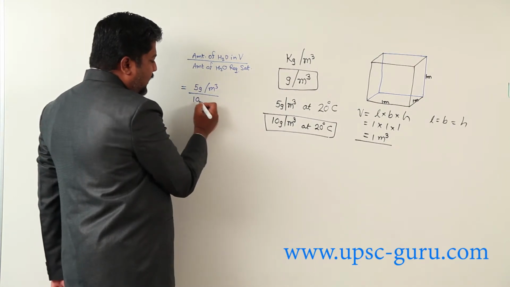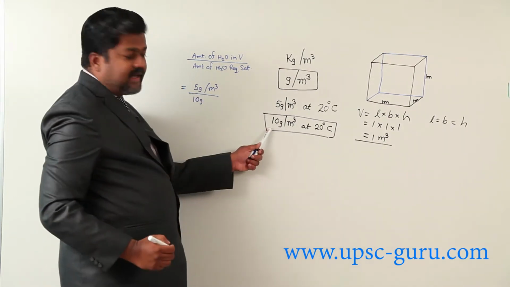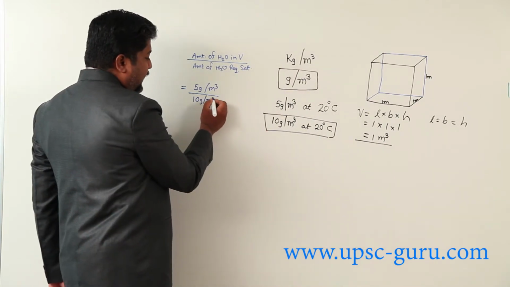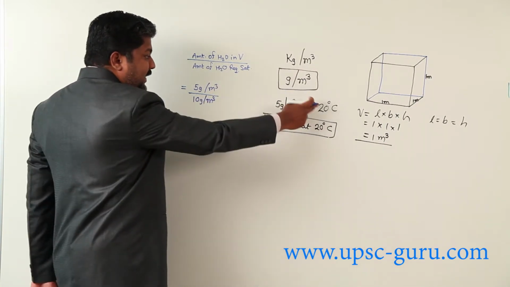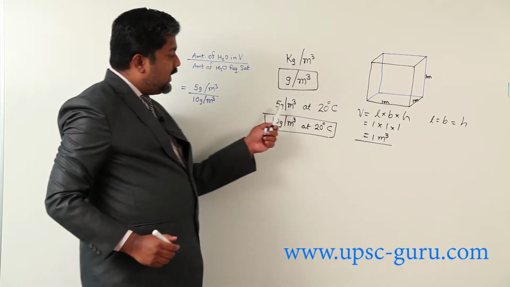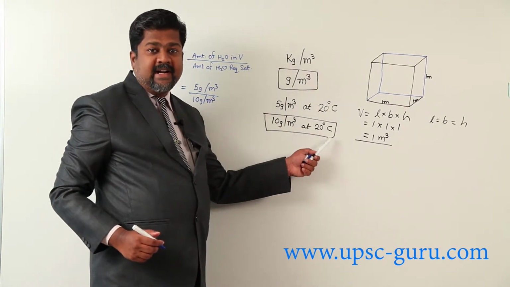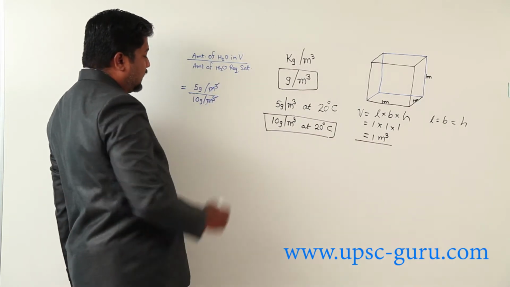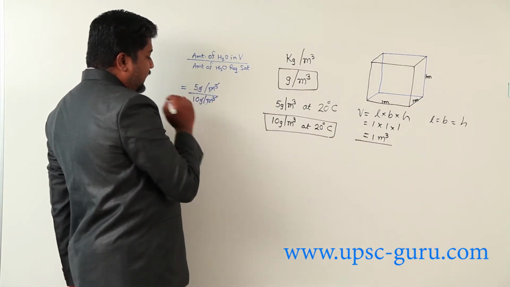Whereas what is the amount of water required to saturate that air? That is 10 gram per meter cube at the same temperature. This is not that; this is at 20 degrees and that is at 10 degrees. No, at 20 degrees only. So meter cube gets cancelled. So it is 5 by 10.